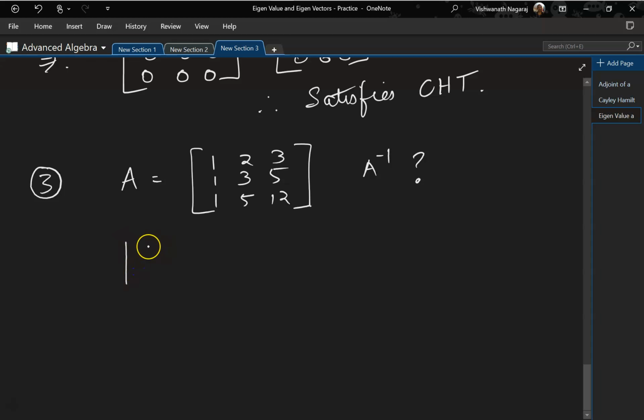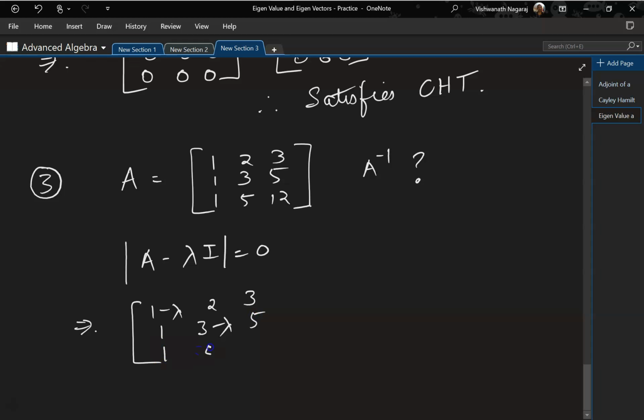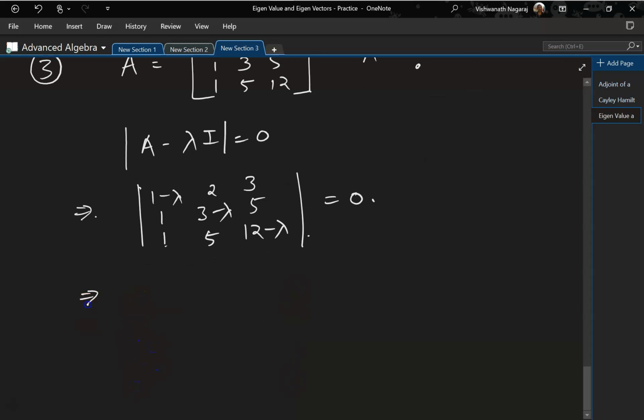So let's do that. A minus lambda I equal to 0. Which implies 1 minus lambda, 2, 3, 1, 3 minus lambda, 5, 1, 5, 12 minus lambda is equal to 0. This is not a matrix, this is a determinant.